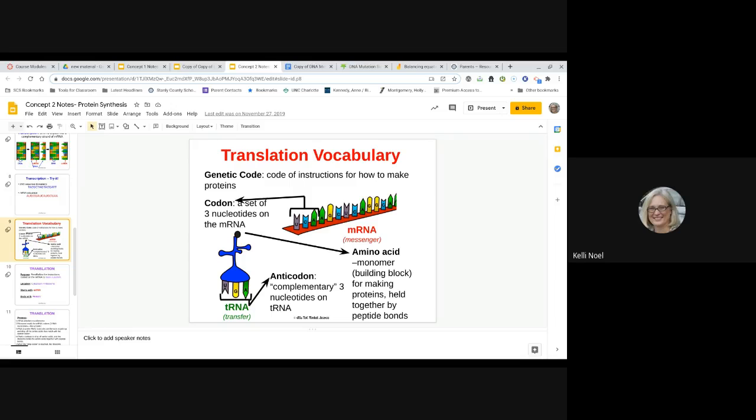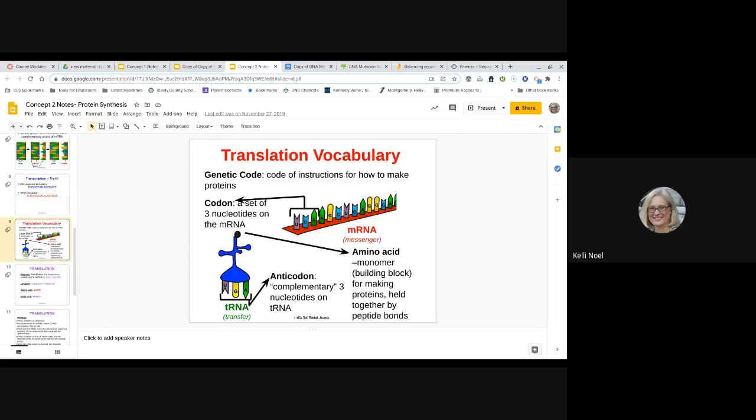It is read in groups of 3. Groups of 3 make a word. So a codon is like a word. It's a group of 3 nucleotides. So a set of 3 goes in those blanks. And you're going to ultimately make an amino acid, which is a monomer, first blank, for making proteins, second blank, held together by peptide bonds, third blank.